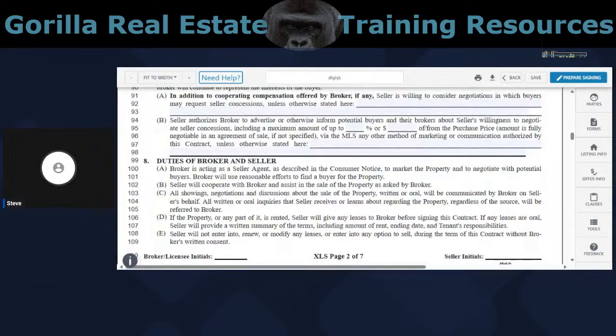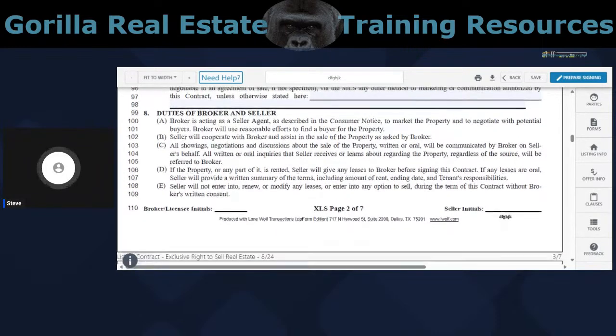Seller is willing to negotiate. If the buyer asks for a seller concession, the seller will consider it unless they say specifically no. And again, I can't imagine a seller, unless they're a really experienced seller, is going to understand this. So your renter's going to say, just these are blank.